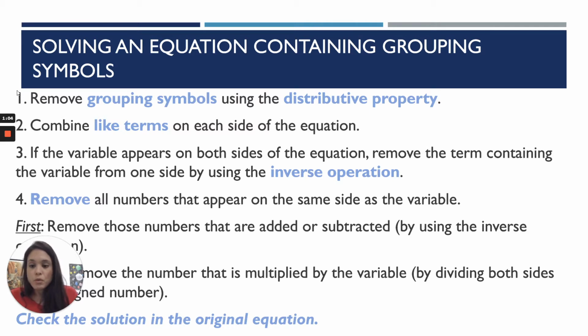So first, you're going to remove those numbers that are added or subtracted by using the inverse operation. Then you're going to remove the number that is being multiplied by the variable by dividing both sides by that signed number. And then finally, you want to check to see that you have the correct answer by putting your answer back into the original equation.